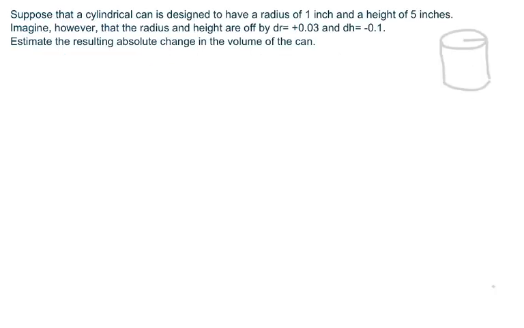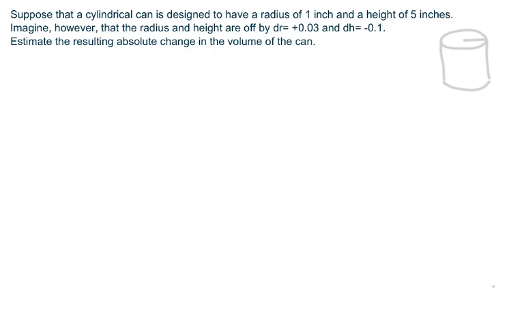In this example, we are going to be dealing with a cylindrical can. It's designed to have a radius of 1 inch and a height of 5 inches. We're going to imagine that the radius and the height, however, are a little bit off. The radius is off by a differential of positive 0.03, or positive 3/100, and the height is off by a differential of negative 0.1, so negative 1/10. We want to estimate the resulting absolute change in the volume of the can.